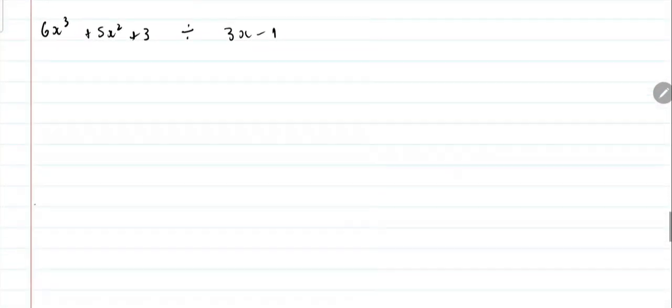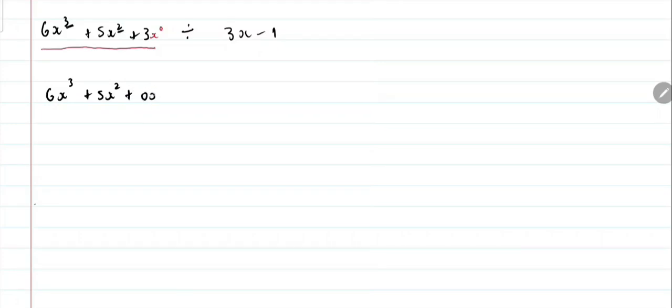Alright, moving on. Now remember, the first thing we do, check to make sure that the divisor and the dividend are in standard form. Right? If I look at my dividend here, it's not in standard form. Because I went from x to the third power to x to the second power, then straight to x to the power of 0. Right? I skipped x to the first power. So what I'm going to do, I'm going to just add in 0x right there to account for that x to the first power. Plus 3. Divided by 3x minus 1.